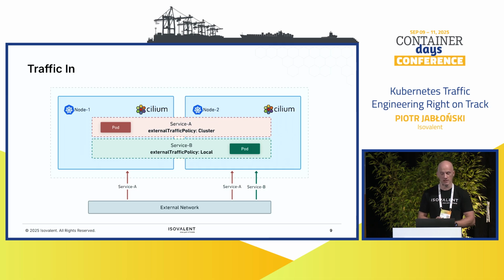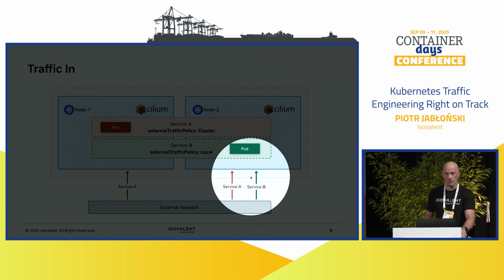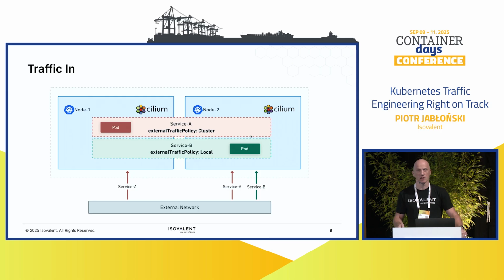External traffic policy cluster. So what is the difference compared to external traffic policy local? In this case, the IP address is advertised only when there is a backend pod existing on the node. So the traffic is coming in just to the nodes with the backend pods for the specific service.